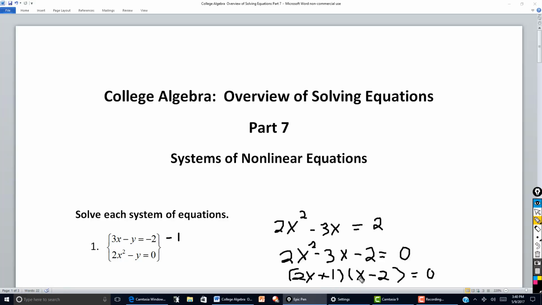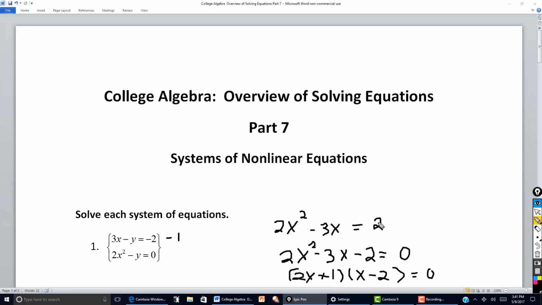And then check this out. x times 2x is 2x squared. Minus 2 times 1 is minus 2. And then 1 times x is x. Minus 2 times 2x is minus 4x. Add those together, we get negative 3x. So I get the factoring.